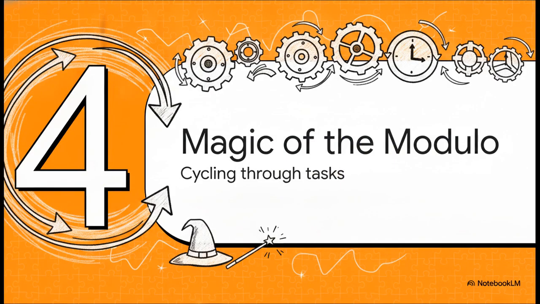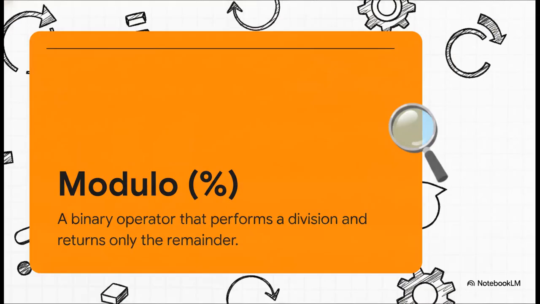All right, Section 4, Magic of the Modulo. Cycling through tasks. Let's talk about the modulo. It's represented by the percent sign. But listen closely here. In Java, that percent sign doesn't mean percentages at all. Forget percentages. It's actually an operator that performs a division and then returns only the leftover remainder. That's it, just the remainder.